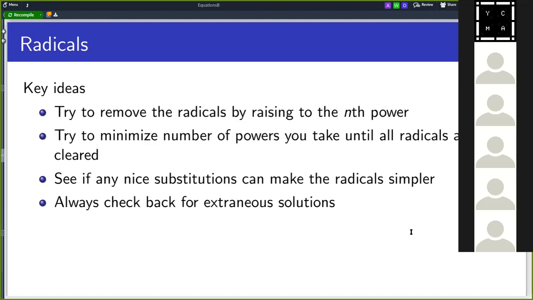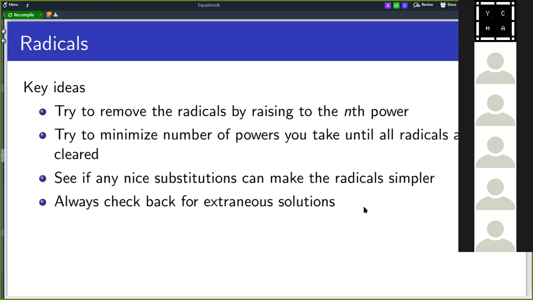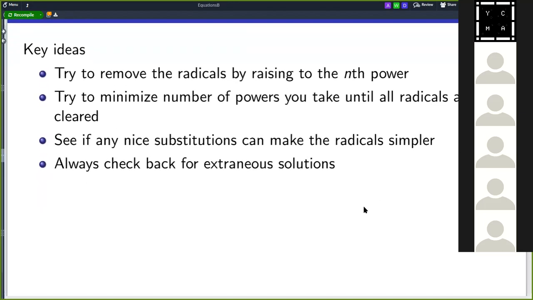But the key idea when we have a radical, such as a square root inside our equation, is to try to square the sides until we get rid of the square root, because it's really hard to solve equations directly with square roots. And then, of course, minimize the number of powers you take. What this means is that if you have multiple square roots, you want to square things effectively such that you don't square too many times, or else your final expression is going to be not very good.